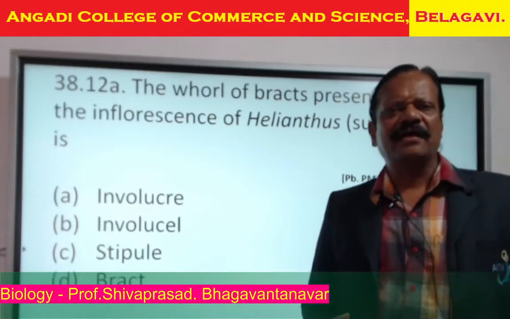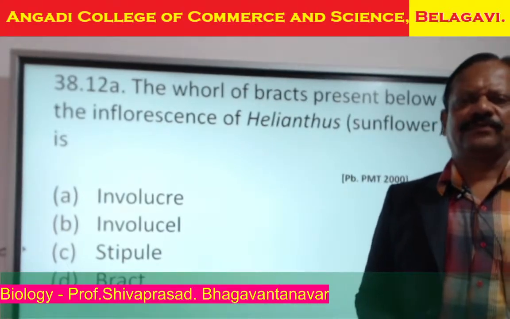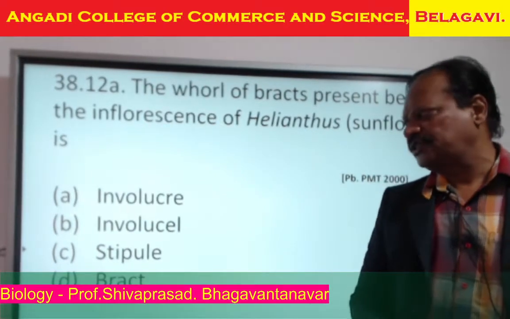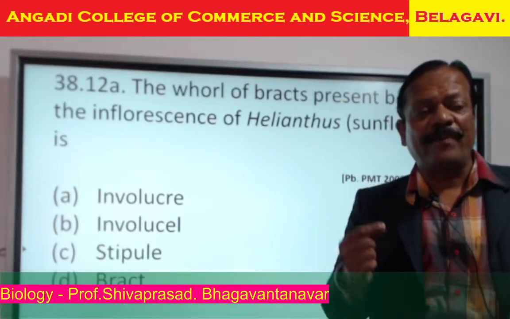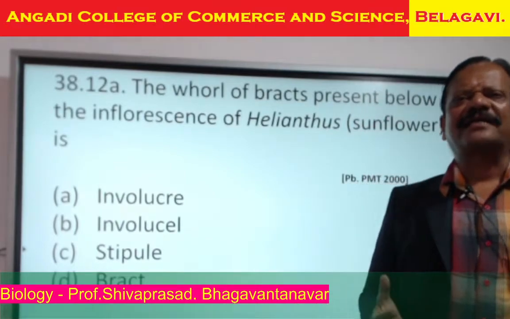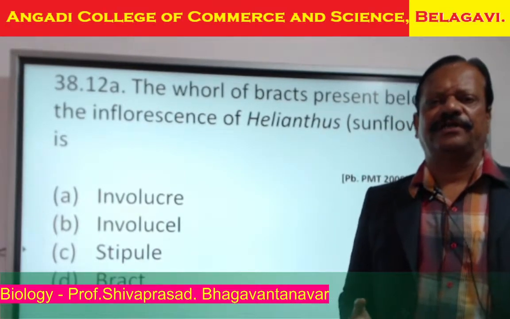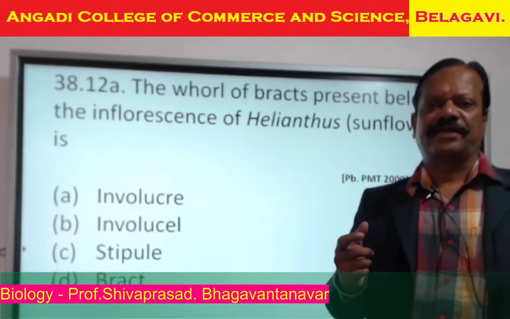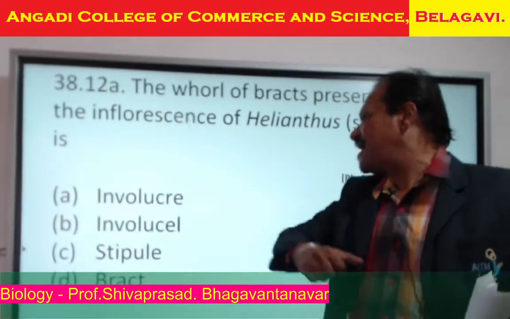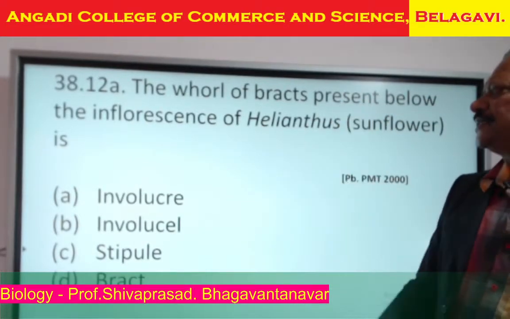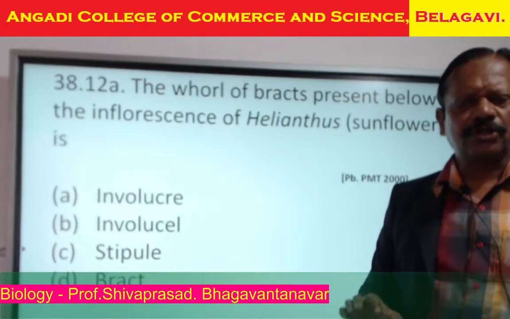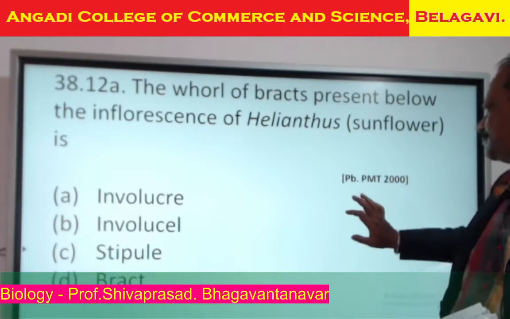And in the same way, when you are taking stipules, stipules are small, spiny, leaf-like structures usually found at the base of the leaf. Then bract is a special type of structure. It is bright in color. So, in this way, you people are observing the explanation here. But the right answer is option A, that is called involucre. So, we'll move to the next question.